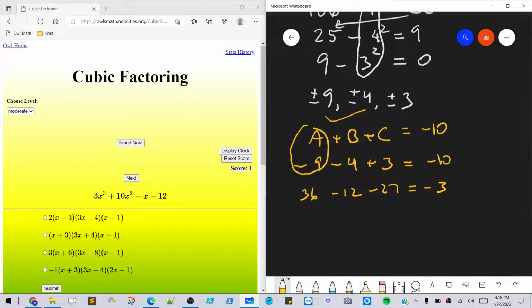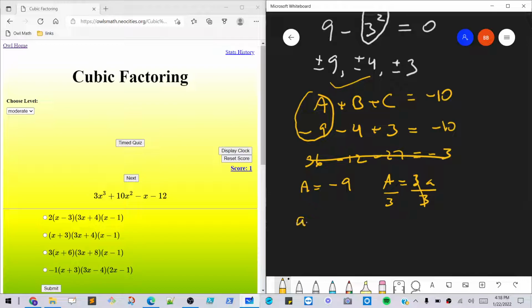So let's get rid of this. We're saying A equals -9, but capital A equals 3a. So if we just divide both sides by 3, we can get our little a. So little a is going to be -3. These are all going to be the same. We're going to divide by 3 in each case. So if b is -4, then we divide by 3 and we get -4/3. And if c is 3, our little c is going to be 1.